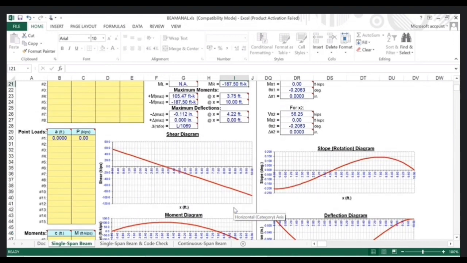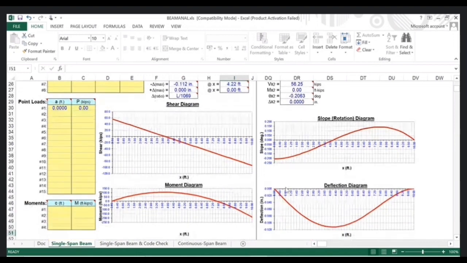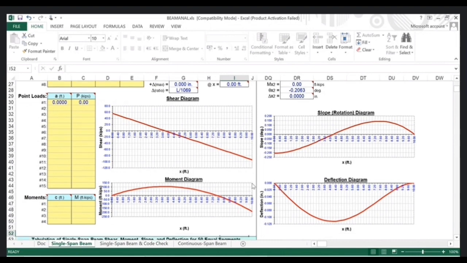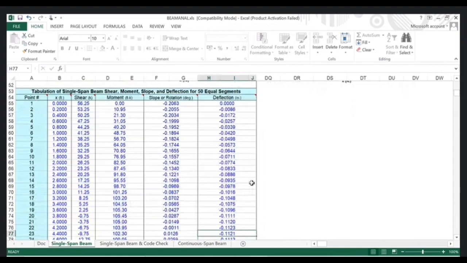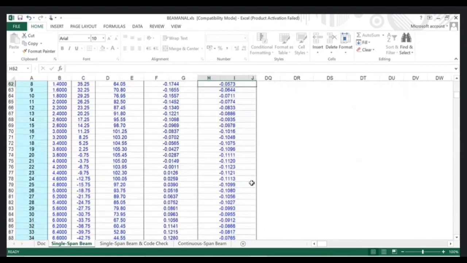So here is the deflection profile. This is the deflection profile and this is the slope profile for this beam. We know that at the support level the value of deflection will be 0. So here the value of deflection is 0. And this is the finite element method table for this prop cantilever beam. So we can find the value of shear, moment, deflection and rotation at each and every point.